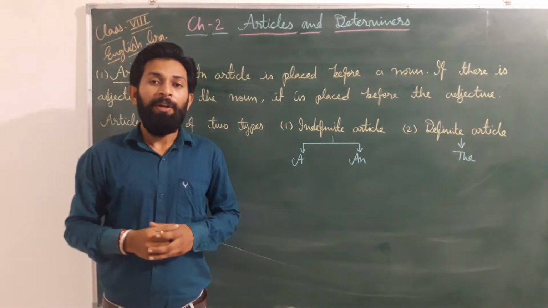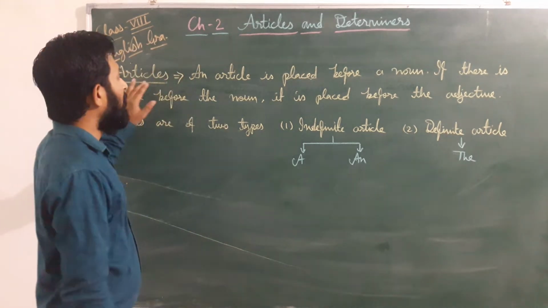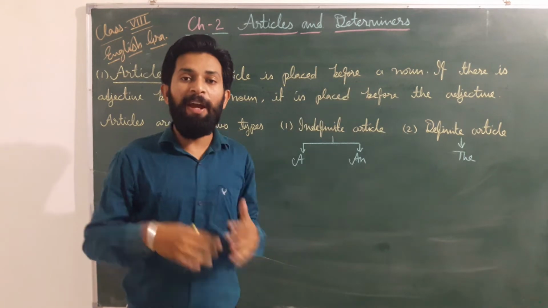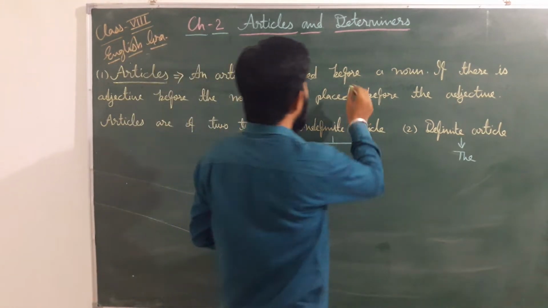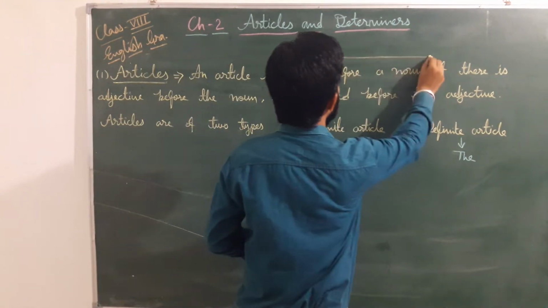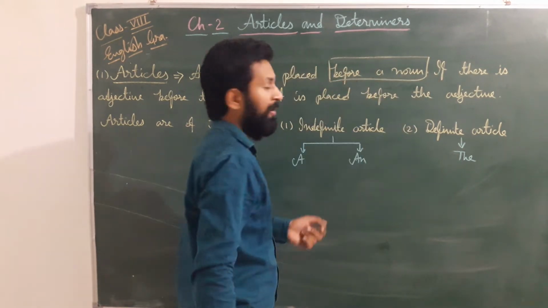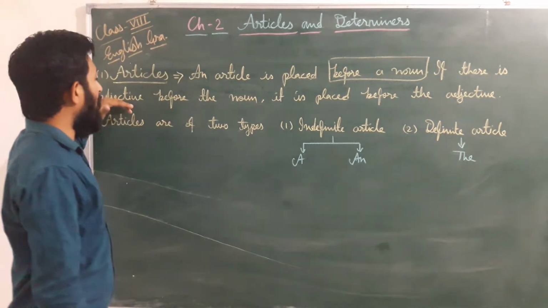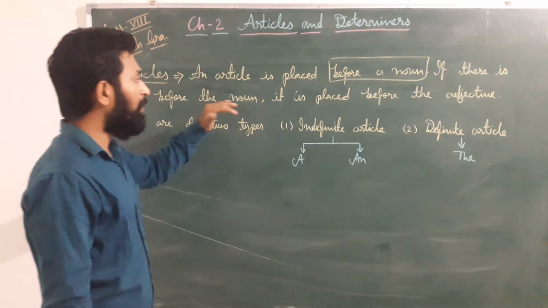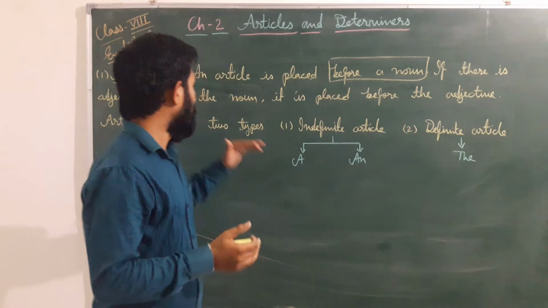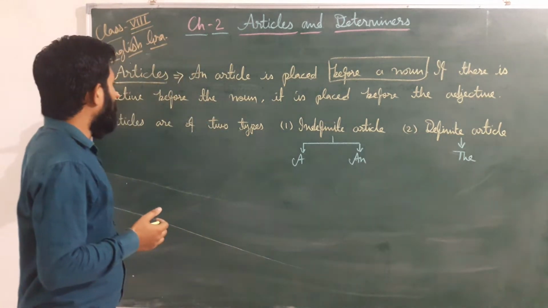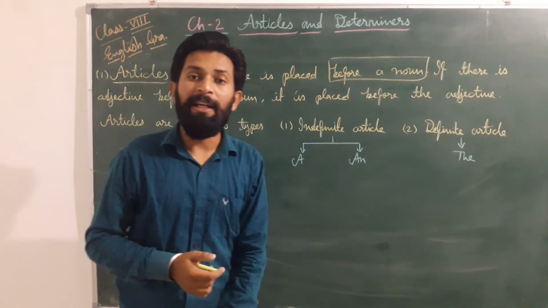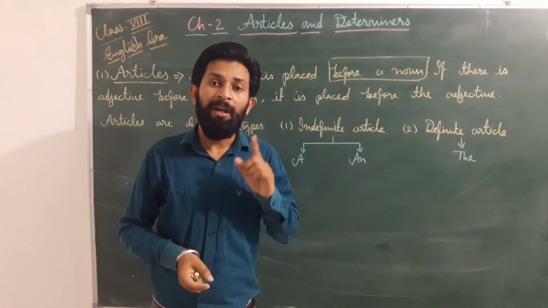Dear students, now we will discuss articles. An article is placed before a noun. If anyone asks you where we have to place the article, then you can say that an article is placed before a noun. And one more condition is there: if there is any adjective before the noun, then you have to place the article before the adjective. Means before the adjective you have to use the article.